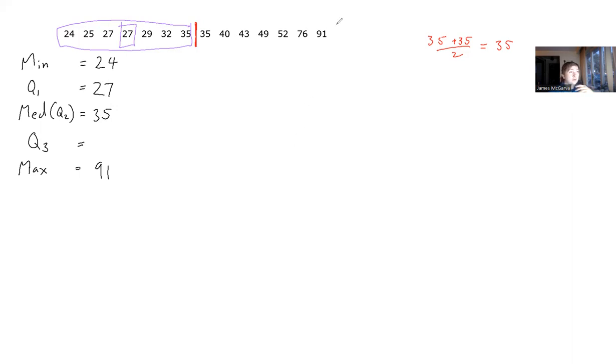And then our Q3, we're going to do the same on the right. All right, there are 7 numbers over here. The middle is this one, 49. Okay, so there we go. We've got our 5-number summary. We have our quartiles using the shortcut method.